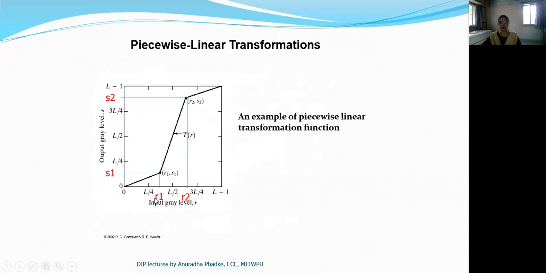So basically in contrast stretching, this narrow input pixel value range, which in this example ranges from R1 to R2, we are stretching over a wider range, say from S1 to S2, by this middle line segment. By this very first line segment, we are making already dark pixels darker. And by this third line segment, we are making bright pixels brighter. Okay, so this is contrast stretching.